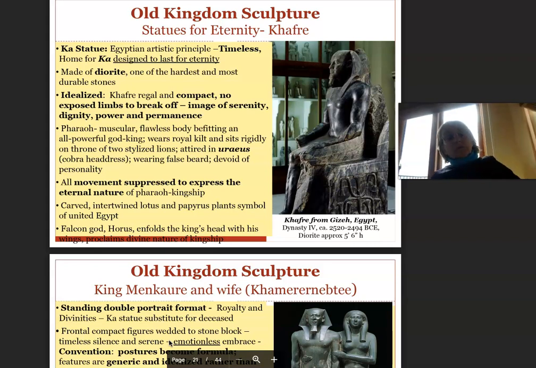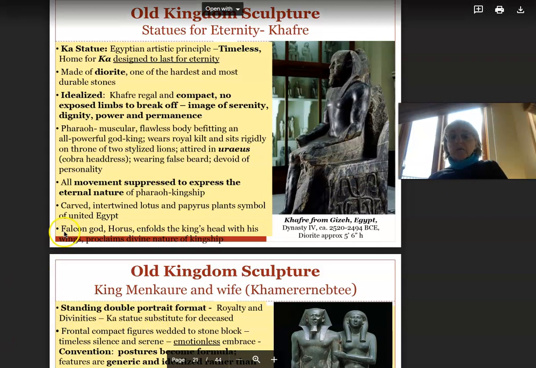If you notice, the king is very idealized. He's young and muscular. His body's very compact. His arms are close to his body. He's very serene. There's a lot of dignity and power. A sense of permanence is conveyed. So it's very quiet, no movement.